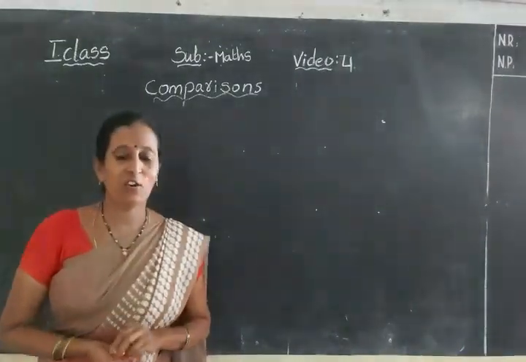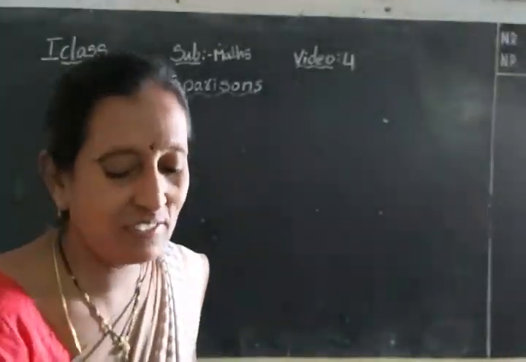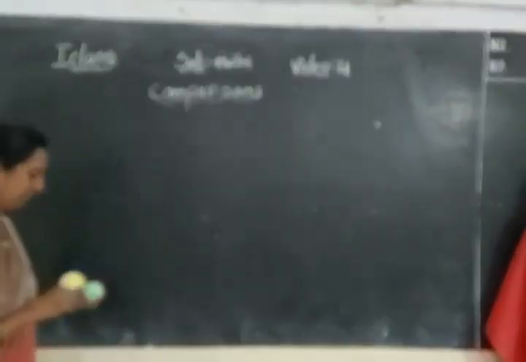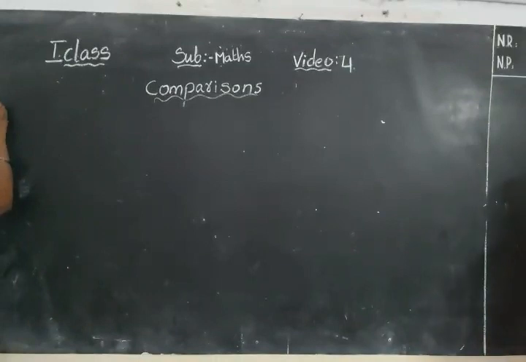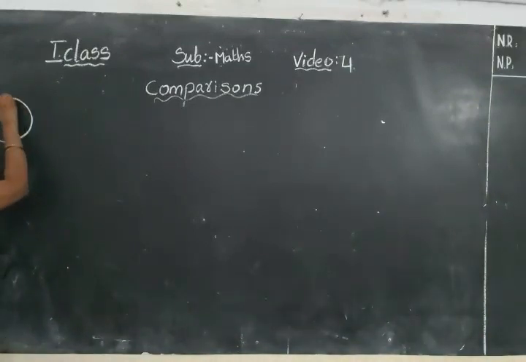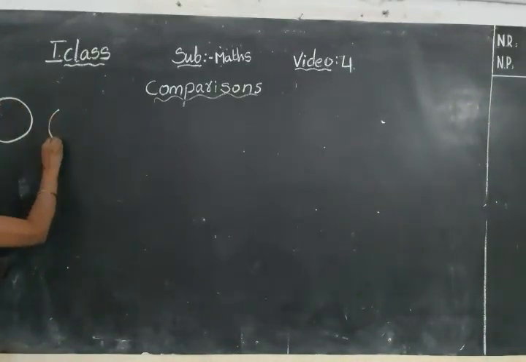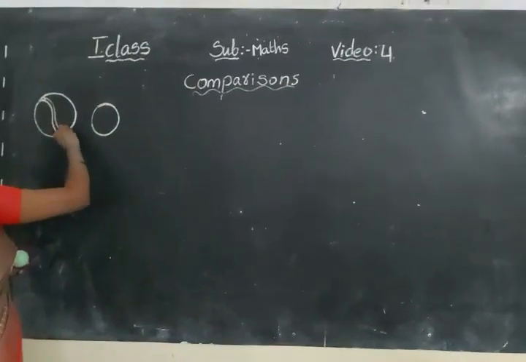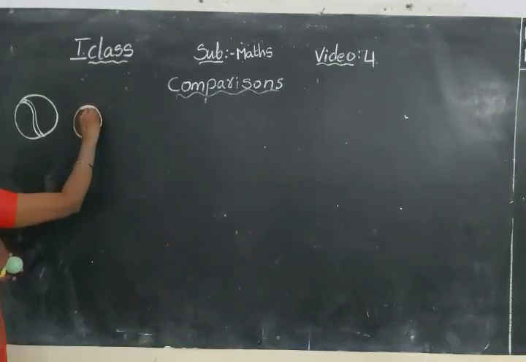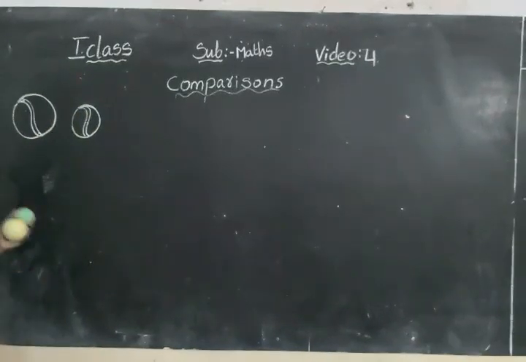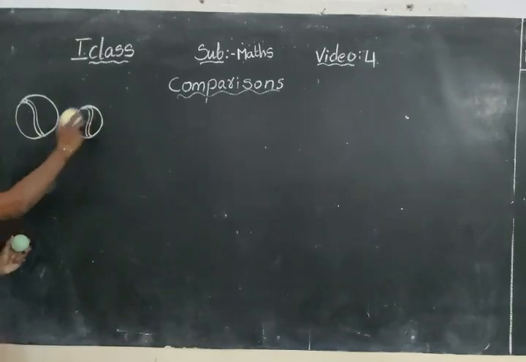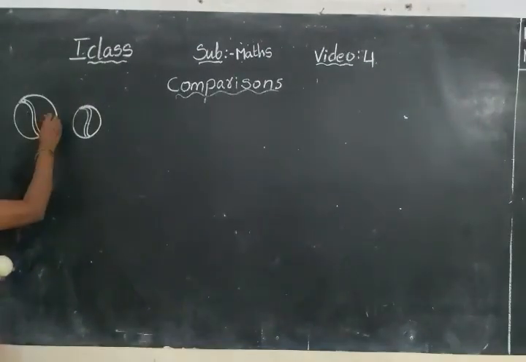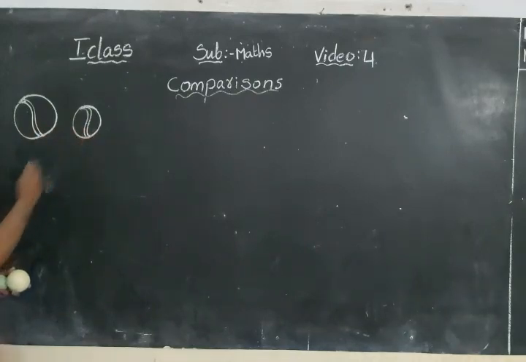Now children, see here. I draw the pictures. What is this? This is a ball and this is a ball. Here I draw the picture: a ball, and here also a ball. See here, this is a ball and this is a ball. What are you doing with these two objects? You are comparing them. That is the comparison.